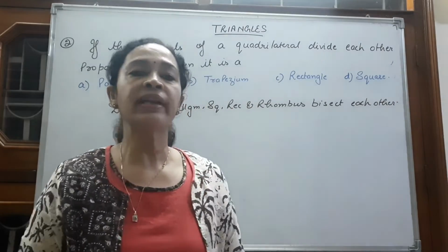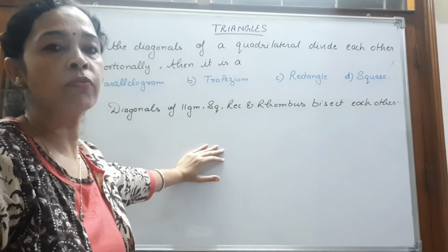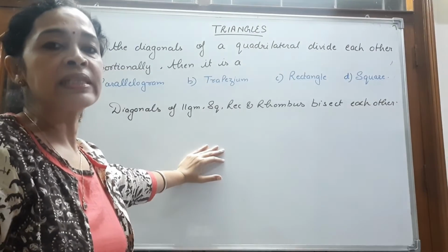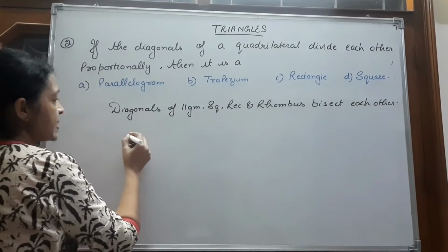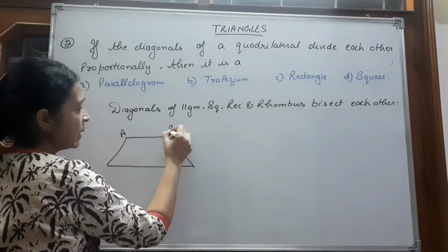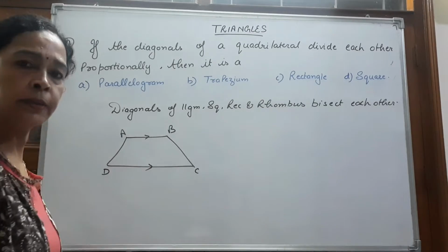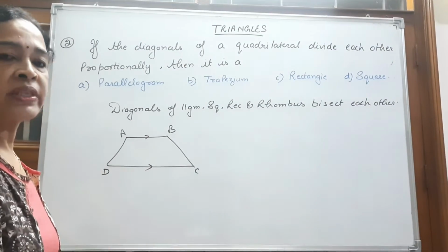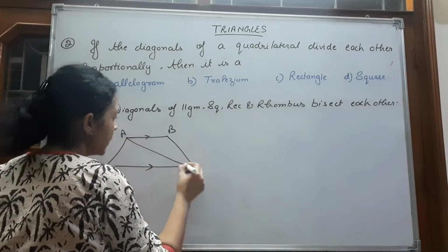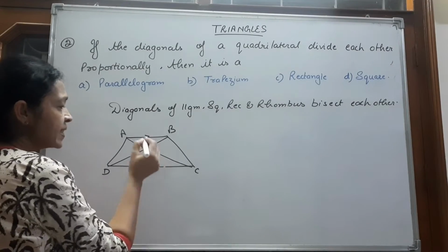But what about trapezium? We are left with one option, trapezium. What is a trapezium? A quadrilateral with a pair of opposite sides parallel. Say we have a trapezium ABCD, where AB is parallel to DC. One pair of opposite sides is parallel. This is a trapezium. Let's check. AC and BD are diagonals which intersect at O.